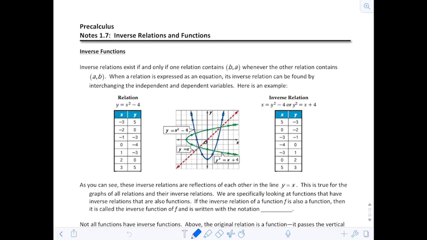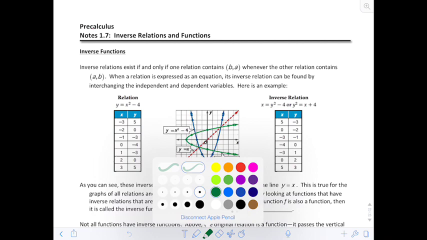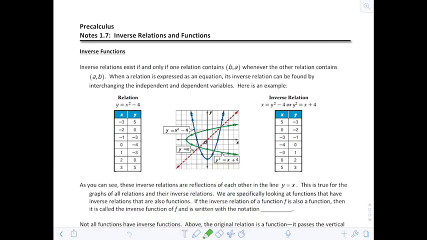Okay, these are notes on 1-7, inverse relations and functions. This is the last section in Chapter 1. As we study inverse functions, inverse relations are going to exist if and only if one relation contains (a, b) wherever the other relation contains (b, a).